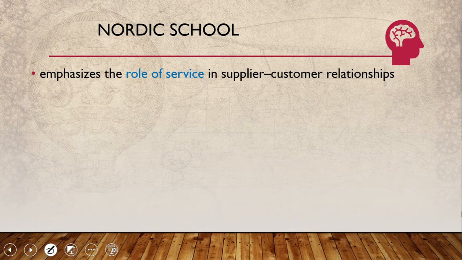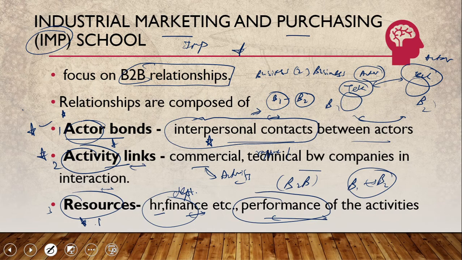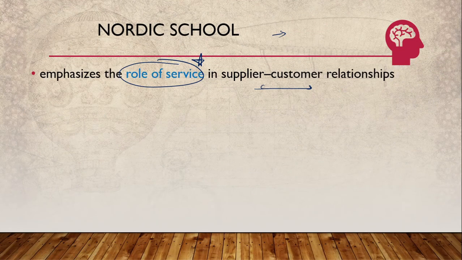Next is the Nordic school. The Nordic school says that in a supplier customer relationship, service is the most important. Whereas in the previous IMP school, they were focusing on actor, activity and resources, in the Nordic school they are emphasizing the role of service. They see everything as a service.